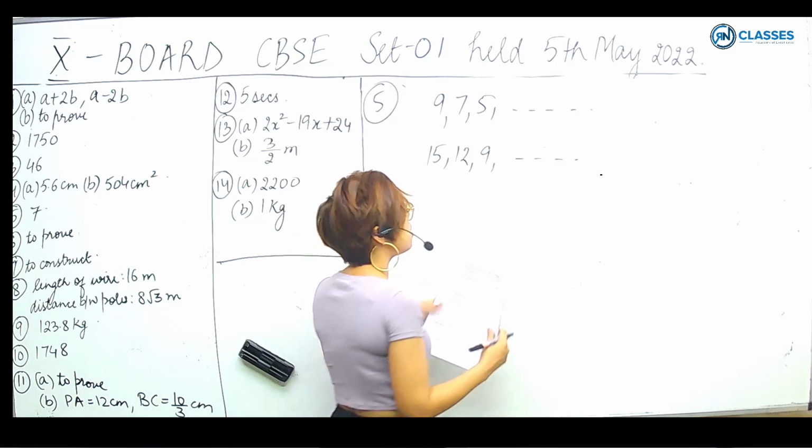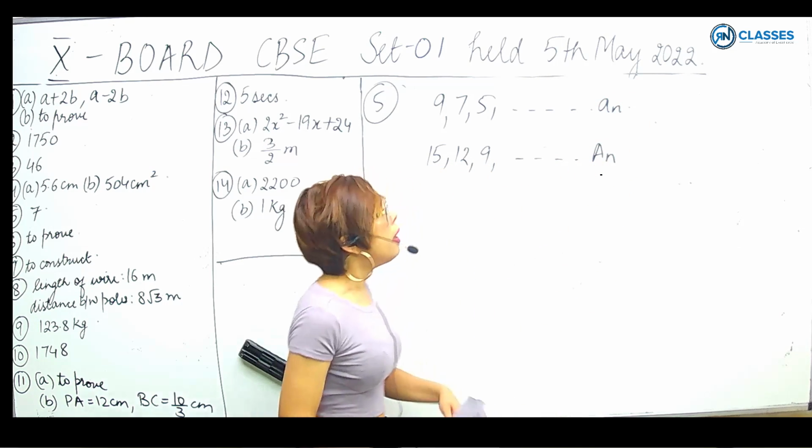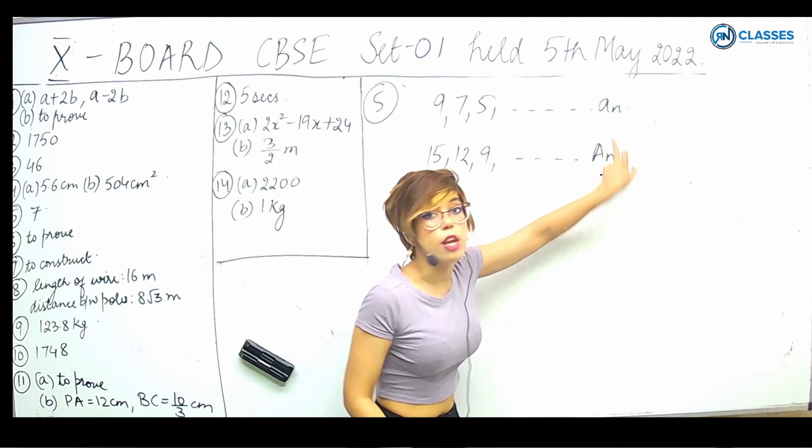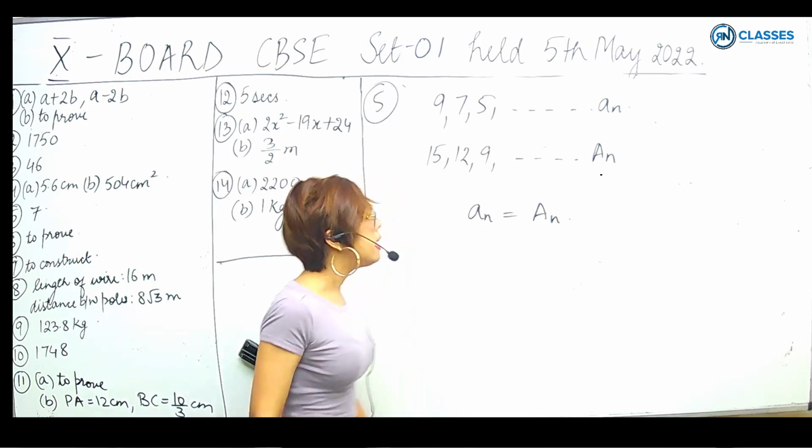So the nth term of the first AP, let that be an. The second AP, let that be capital An. For what value of n are these two terms equal? So an is equal to capital An. Right? So let me find out.